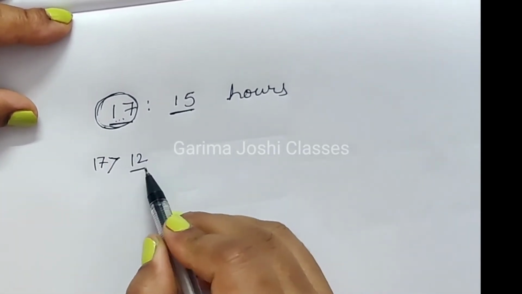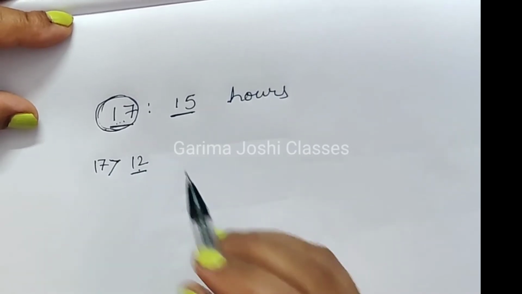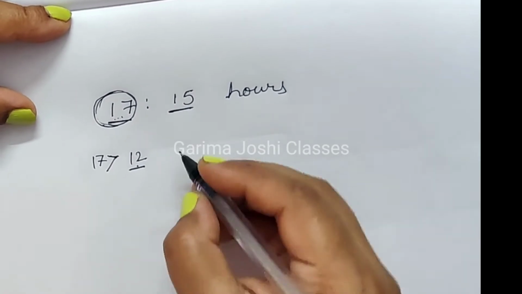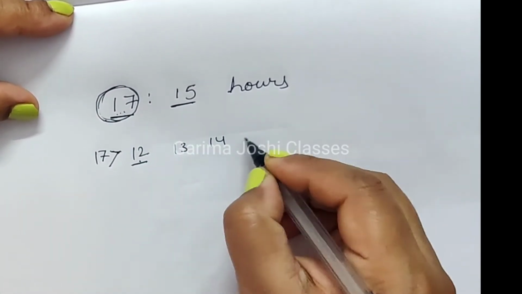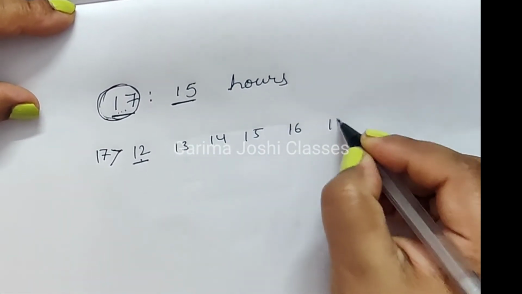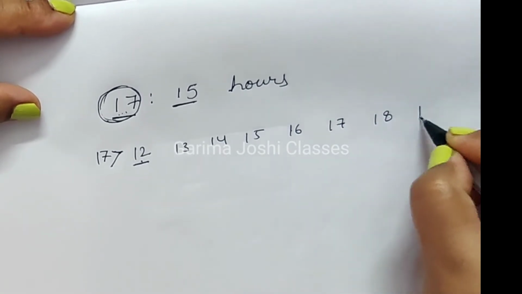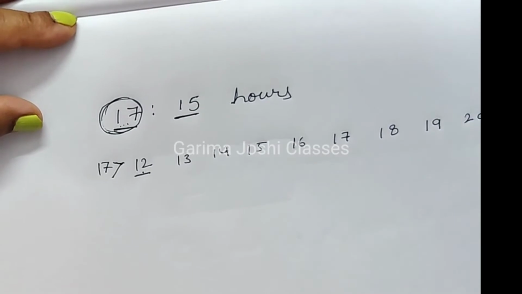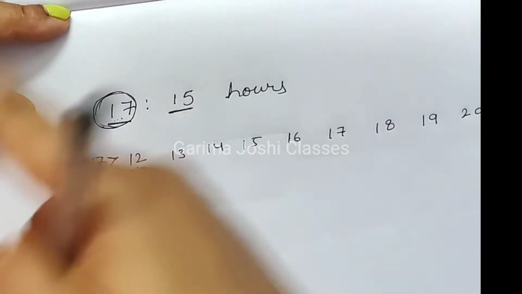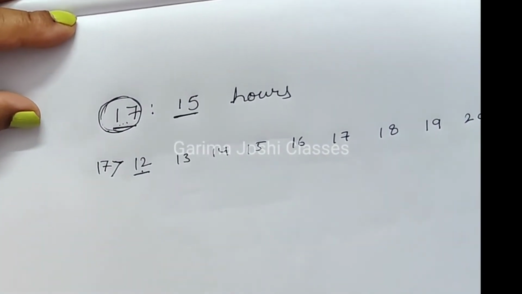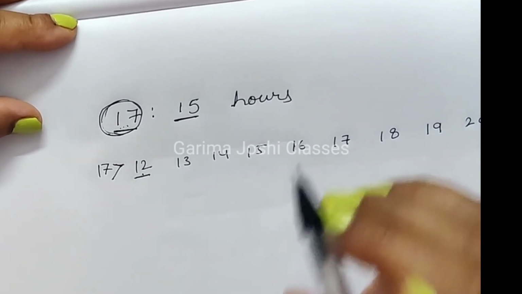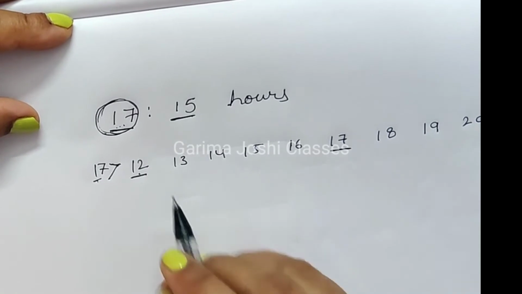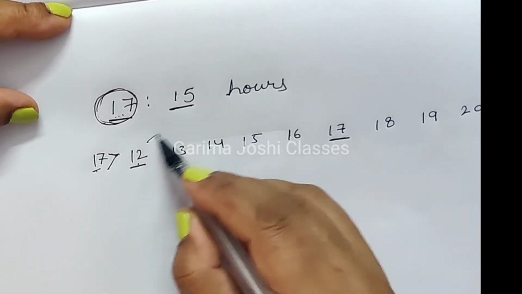Why? Because after 12 midday the 24-hour clock does not reset and it goes on like 13, 14, 15, 16, 17 hours, 18 hours, 19 hours, 20 hours, 21 hours and so on till 24. It shows the complete 24 hours in a single circle. Okay, so 17 is coming here. So that is 17.